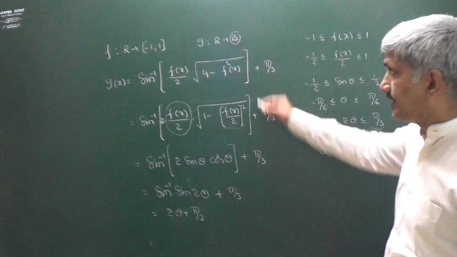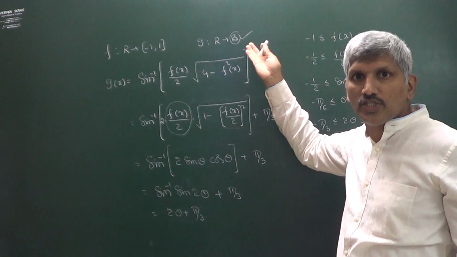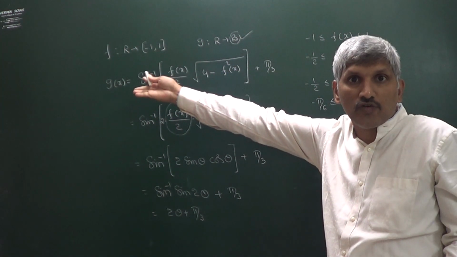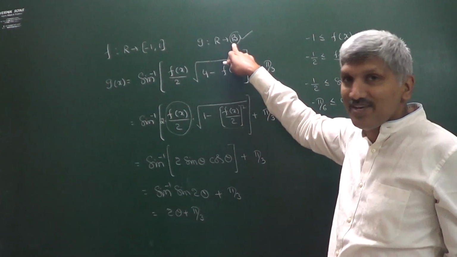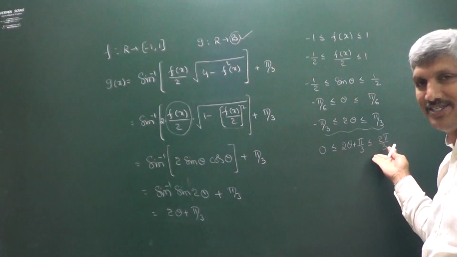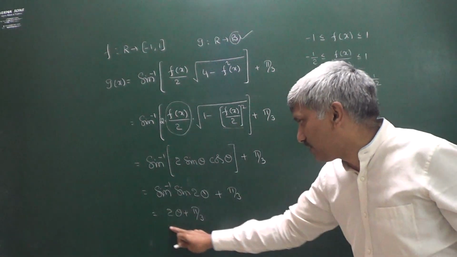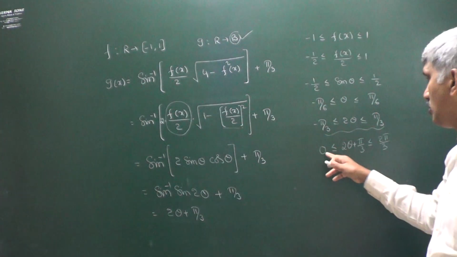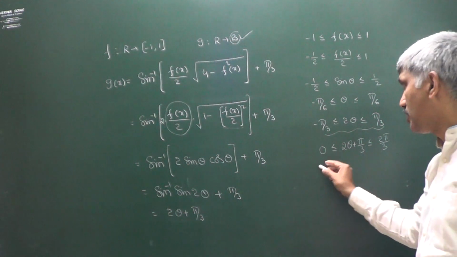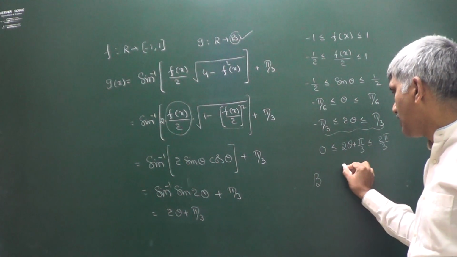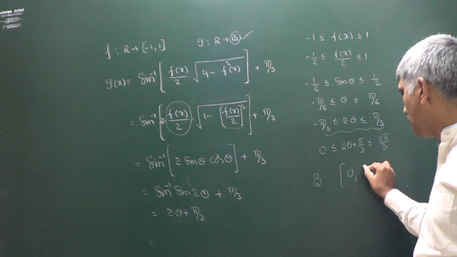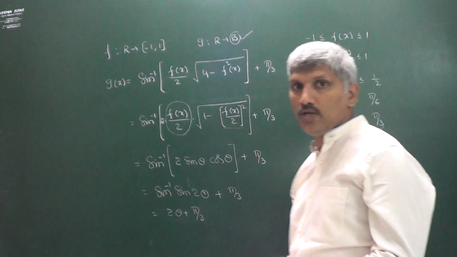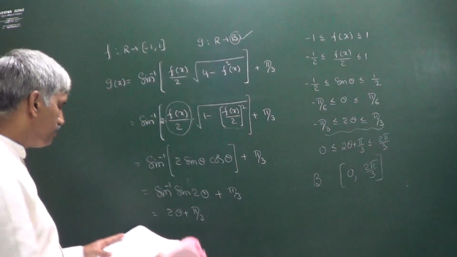So what is the set B? Set B is nothing but, because g of x is an onto function as given, codomain must be equal to range. What is the range of the function? This function g of x's range we got as the closed interval 0 comma 2 pi by 3. That's why the set B is nothing but the closed interval 0 comma 2 pi by 3. So that is the way to deal with that particular question.